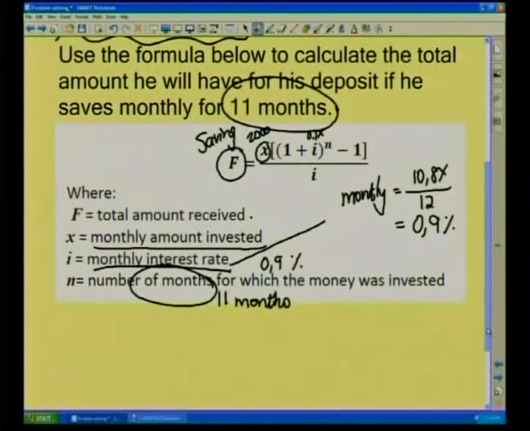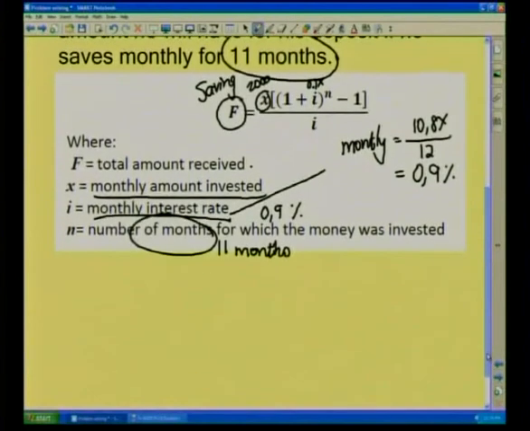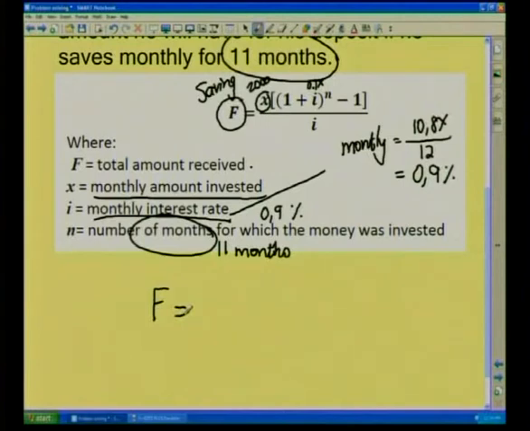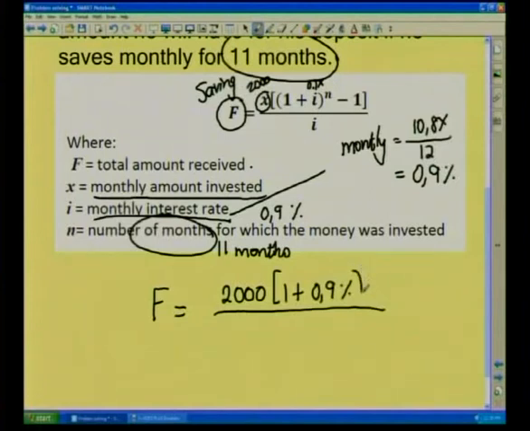Right, so let's work out how much is his savings. I'm just going to plug all of this information into our formula, and then we can actually plug it into our calculator, and it's a very easy sum. So square brackets, 1 plus 0.9 with my percentage sign to the power of 11 minus 1, close my square brackets, all over 0.9%.